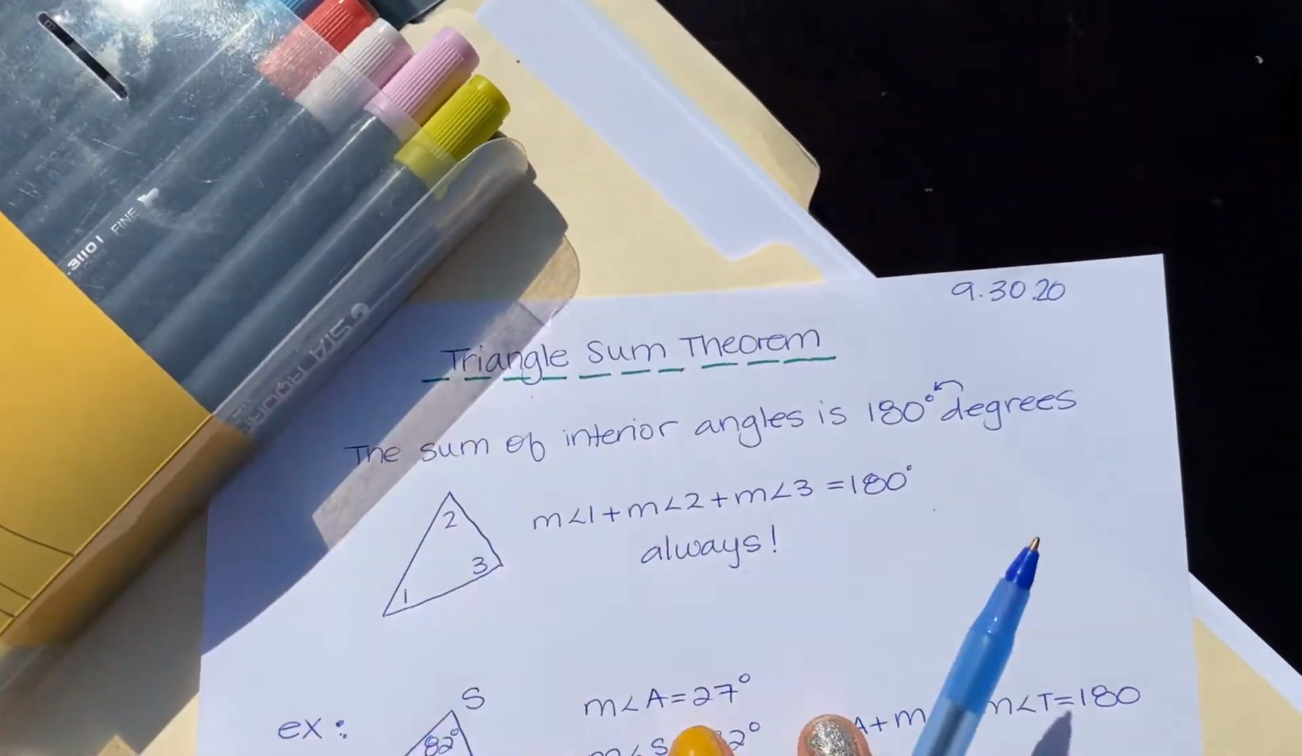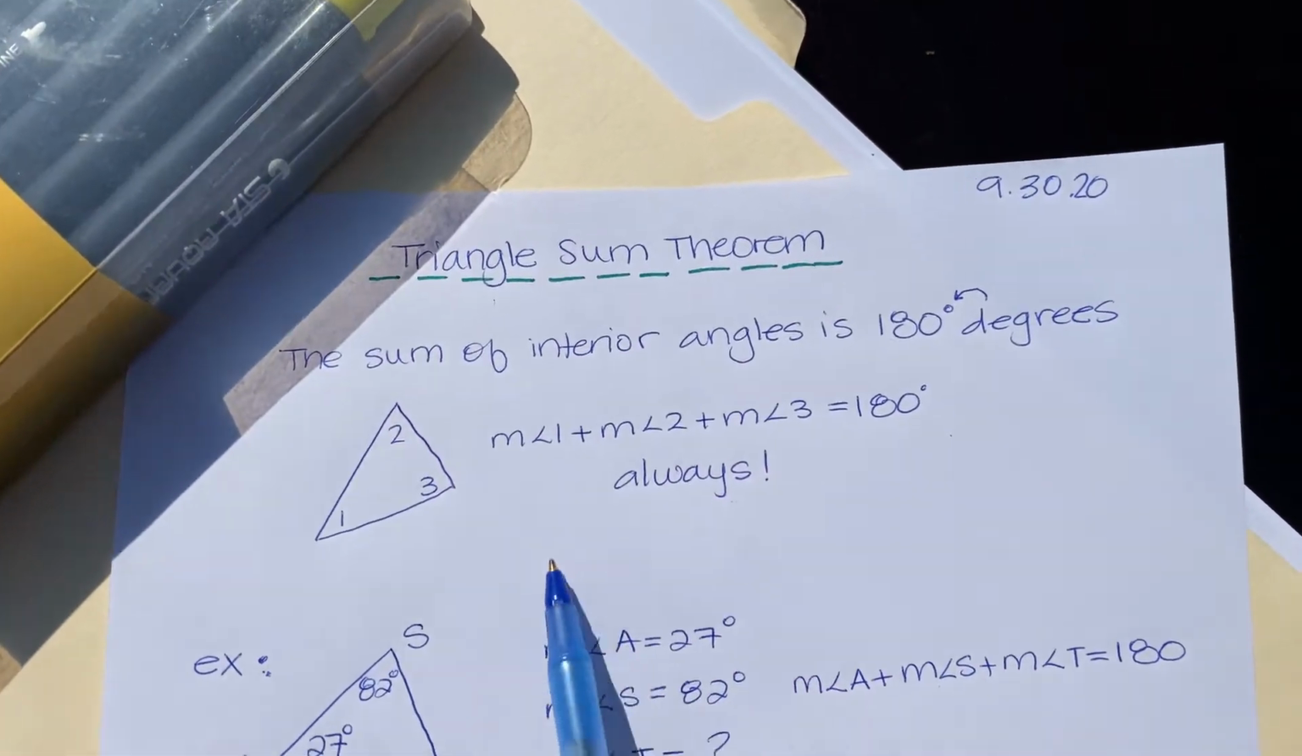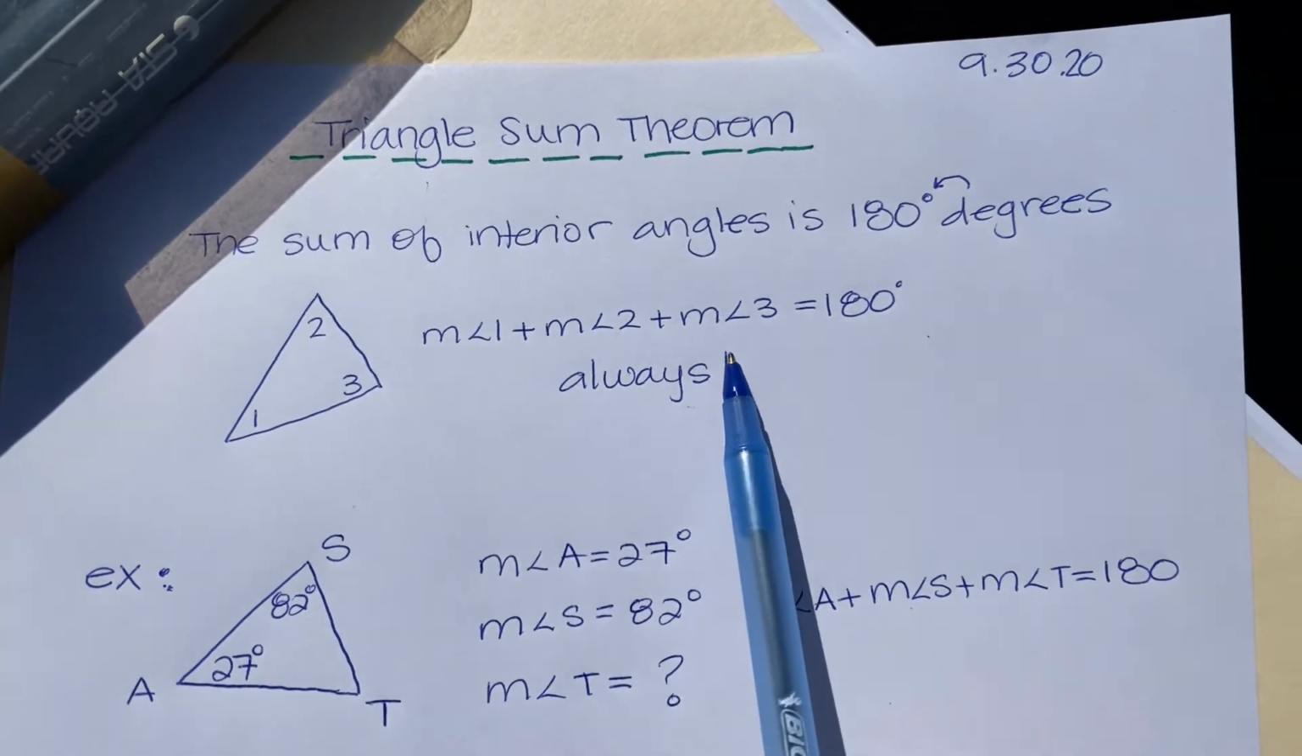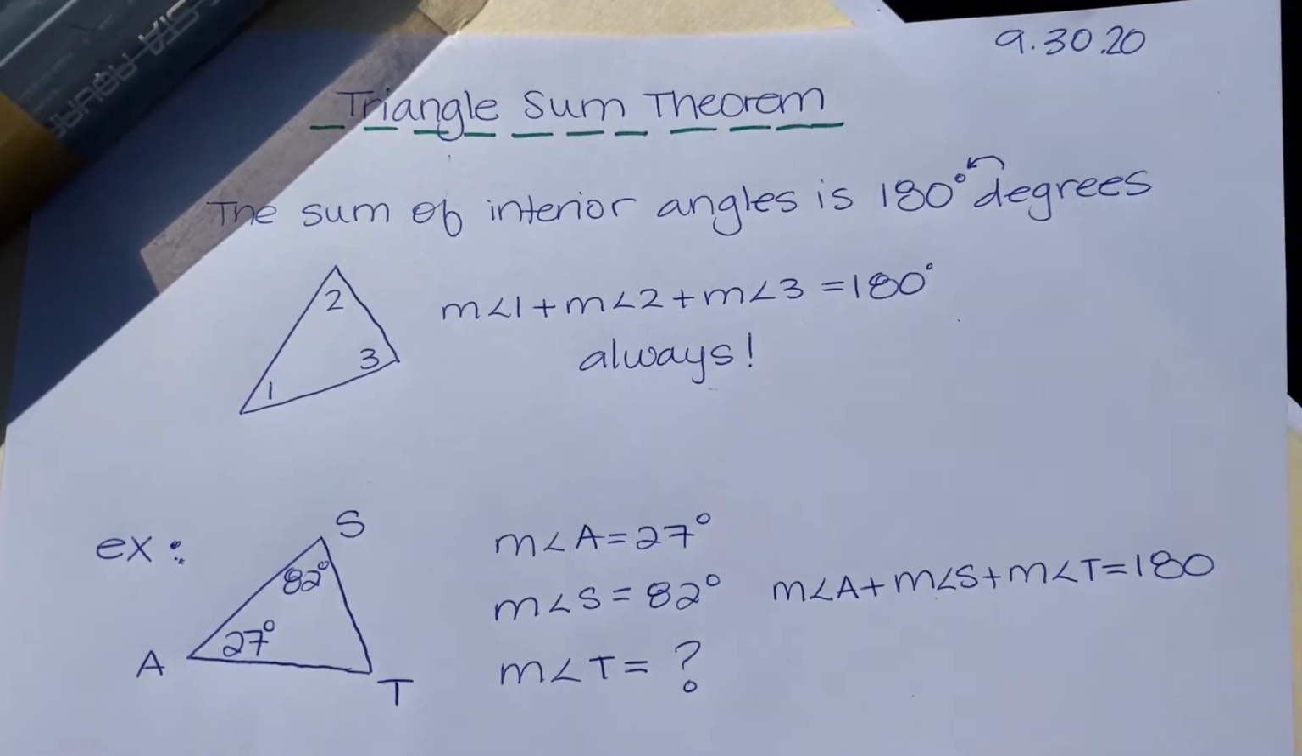Okay, so the theorem, if you were to Google it, it could be either ABC, hold on. The wind's coming this way. Okay. It could either be ABC or 1, 2, 3, just kind of depends. Okay, so measure angle 1 plus measure angle 2 plus measure angle 3 is equal to 180, always.